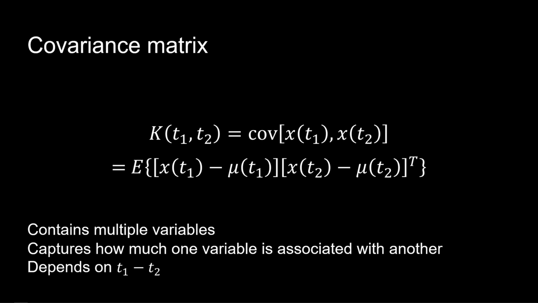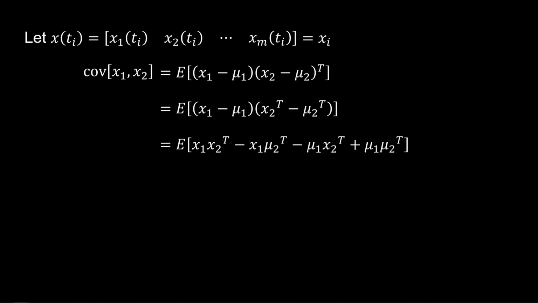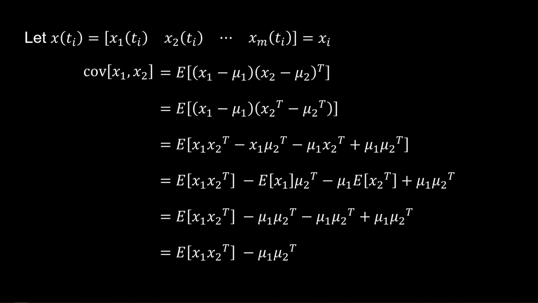We can investigate the covariance matrix similar to how we expanded the scalar variance. First, expand the product, then distribute the expected value to each term, factor out the constants, replace expected values with means, and finally simplify. We get the covariance is the expected value of the outer product of x1 and x2 minus the outer product of their means.